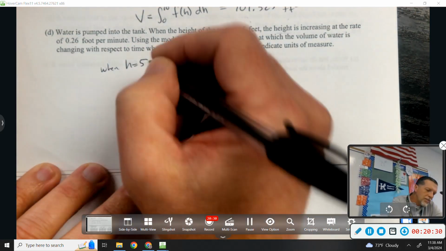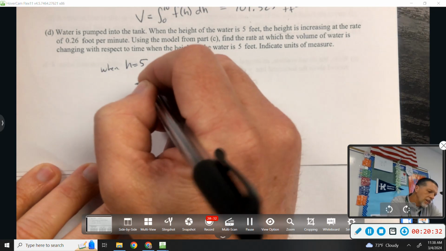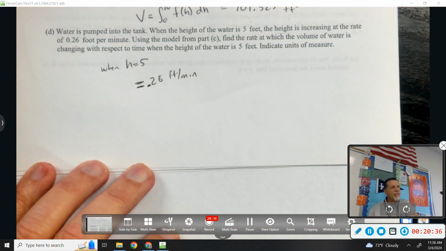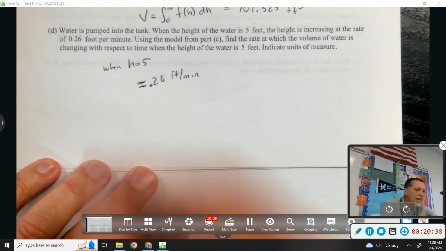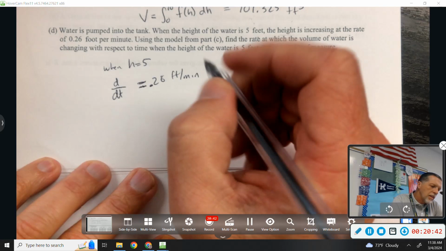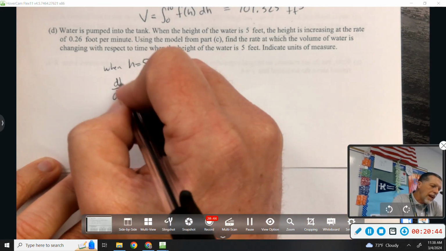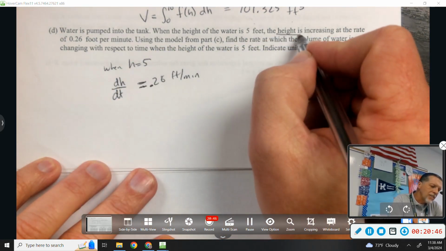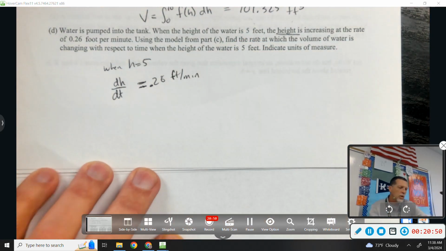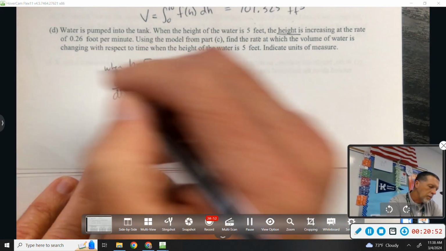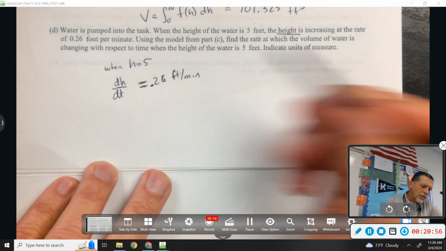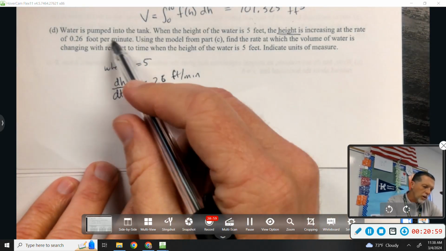So what is that in terms of variables? Feet per minute, increasing at a rate. So it's d something dt. It's got to be dh dt because the height is increasing, and the units would suggest height rather than volume. So dh dt is 0.26 feet per minute. Okay, so we're pouring water in. H is increasing. That makes sense because we're pouring water in.